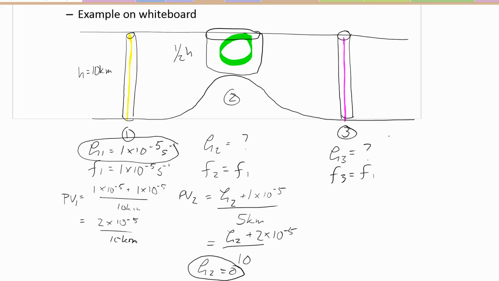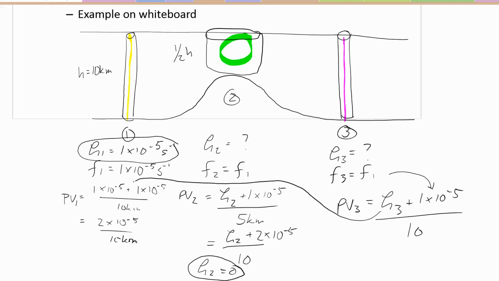Now let's move back to the picture and show position number 3. Again, PV3 equals zeta 3 plus 1 times 10 to the minus 5th for F, because it's the same as position 1, over 10. So what does that mean zeta 3 has to equal? Well, it's the same thing as zeta 1. So zeta 3 equals 1 times 10 to the minus 5th, second minus 1.